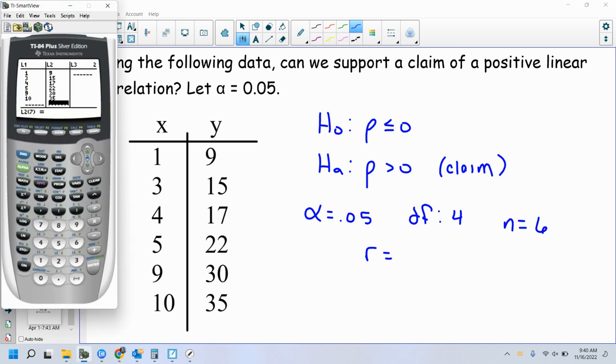I'm going to go into my calculator. I'm going to go back out to my home screen. Stat, calc, 4 for my linear regression. And I see my R value is 0.9938. It actually gives you your R squared value as well, but we can run that number. 0.9938.